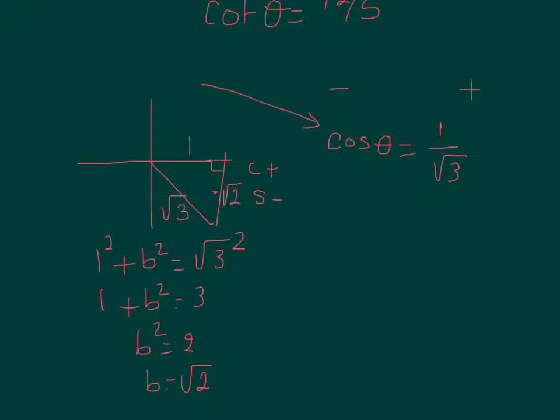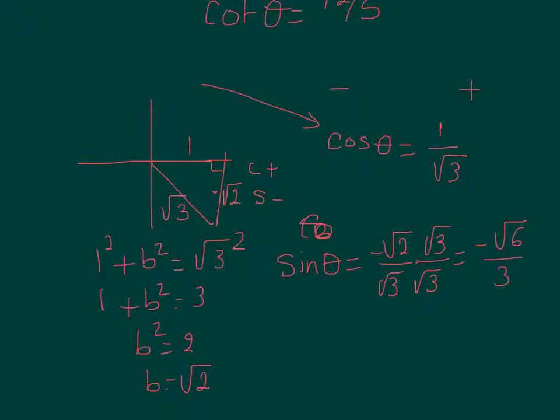Now we have to find the other 4 trig functions. Cosine, we already found it. Now we have to look for the sine of theta. Sine of theta is opposite over hypotenuse. Again, we have to rationalize it, no radical in the denominator. And that will give us negative rad 6 over 3. The cosecant, which is the reciprocal, will give us negative rad 3 over rad 2. And when we rationalize it, we'll get negative rad 6 over 2.